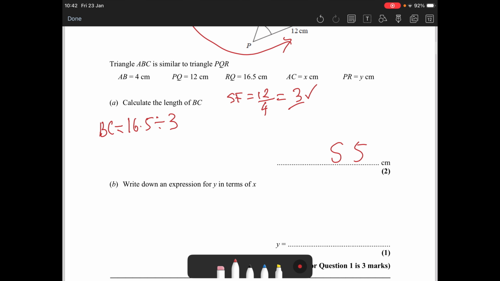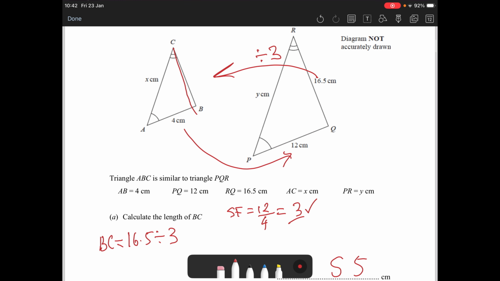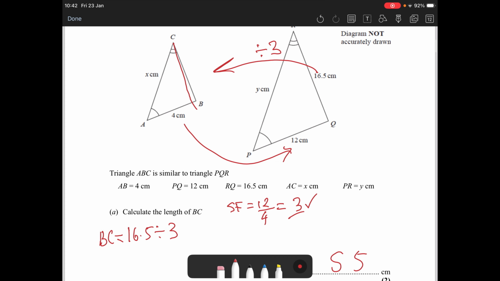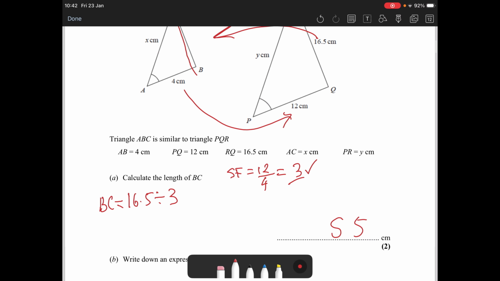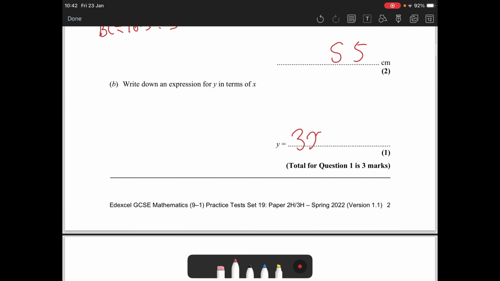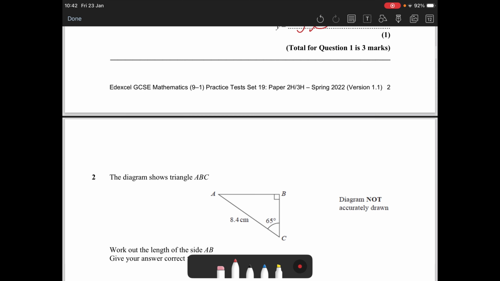It asks now to write an expression for y in terms of x. Well, as I said, to go from x to y, you times it by 3. So the size of y is basically 3 lots of x, isn't it? So we'll say y is 3x. Brilliant. Didn't need a calculator for that.